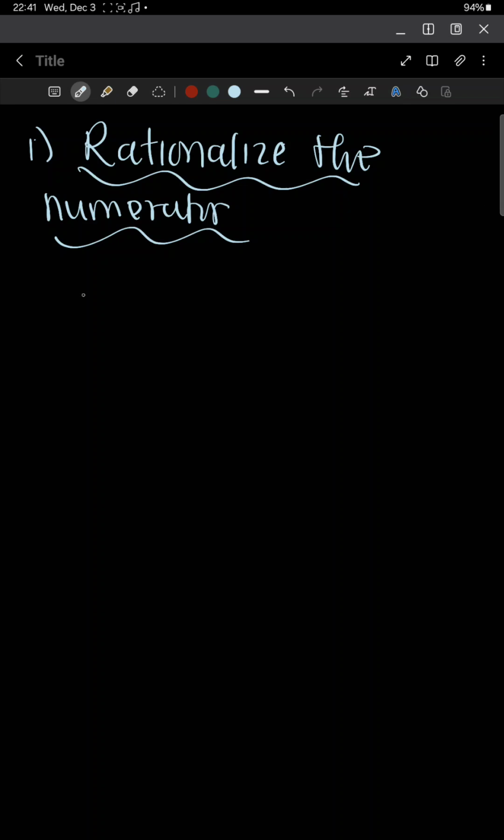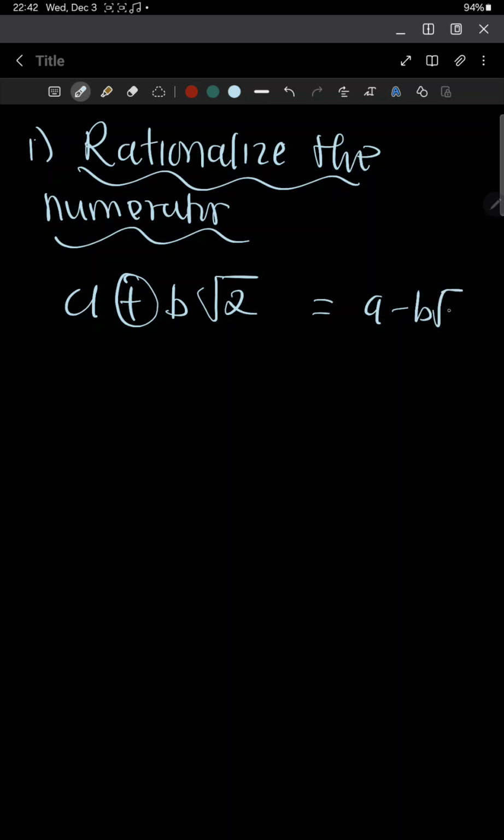Like we said when rationalizing the denominator, we say that a plus b square root of something, we should consider this. The sign will change. So its conjugate will be a minus b square root of 2. Take note of that. So this is my first example on rationalizing the numerator.